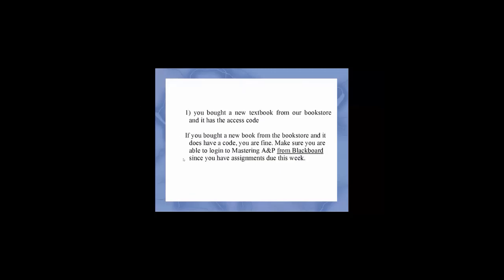All right, first, if you bought the new textbook from our bookstore and it has the access code, then you are fine. You don't need to do anything. Just make sure that you're able to log in to Mastering A&P, but you log in from Blackboard. Do not go through the publisher's website. Log in from Blackboard, because all you need is the access code that's given to you within the book. If you don't log in from Blackboard directly, I won't see that you have completed the work.